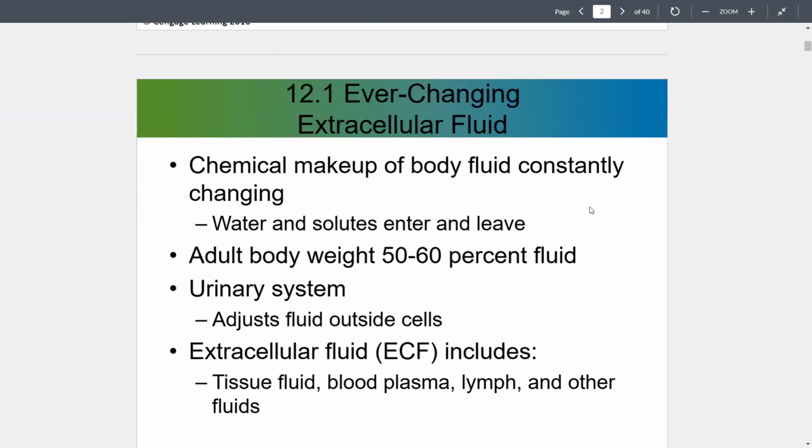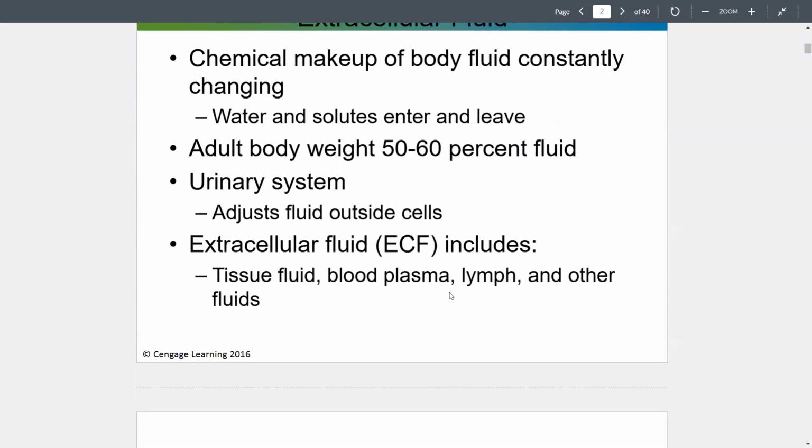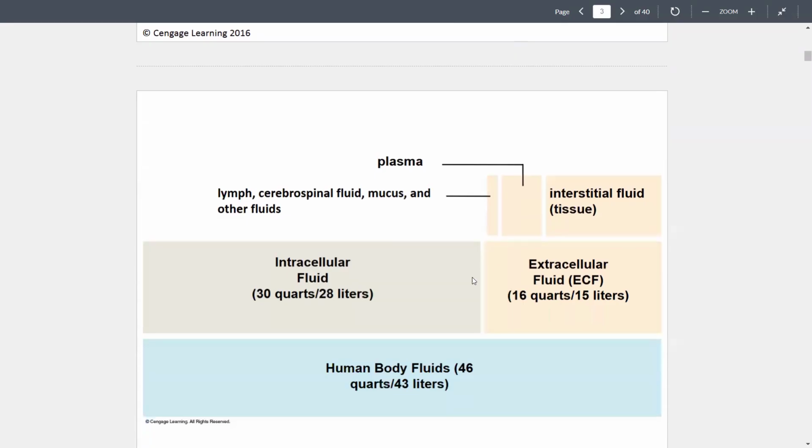And it's always changing. So every time you use the bathroom and have urine, it's going to have a different chemical makeup. Our body weight is about half fluid, and that's what our urinary system is working to clean. So any tissue fluid, blood plasma, which is the yellow stuff in your blood we learned about, lymph from your lymph nodes, and other fluids are all going to get filtered. They're called extracellular fluid, and they get filtered through the urinary system.